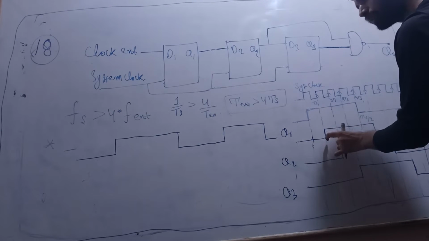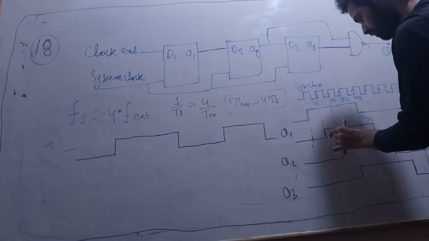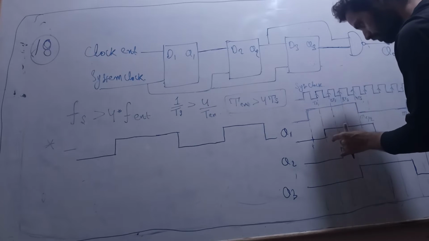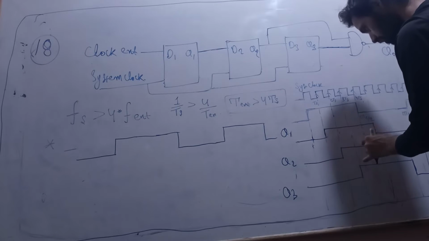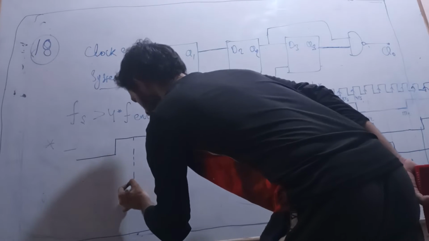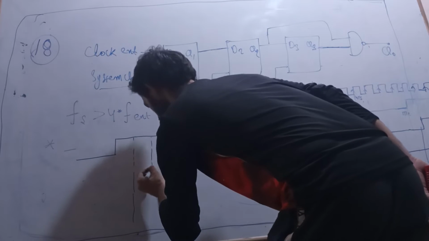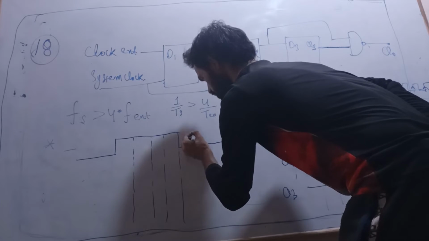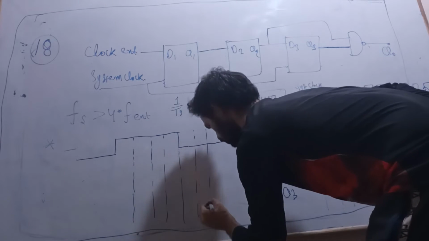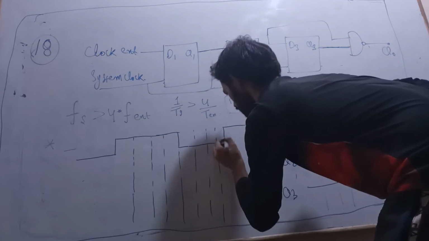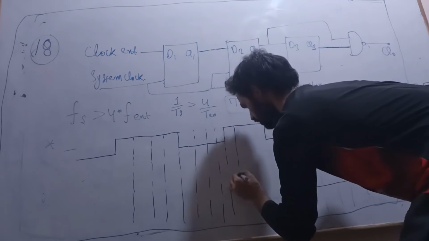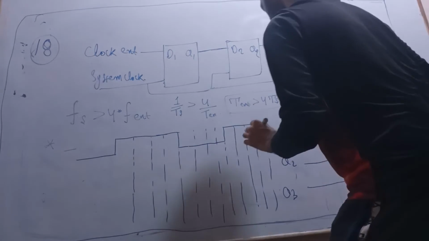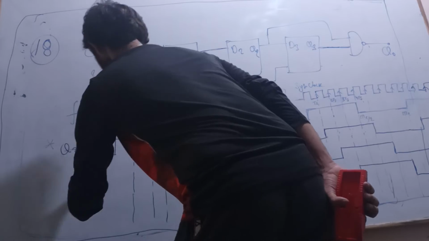Under this 1 cycle, how many clock cycles of the system clock are there? 1, 2, 3, 4. Similarly, the next 1, 2, 3, 4, and again 1, 2, 3, 4. So this is for Q2.